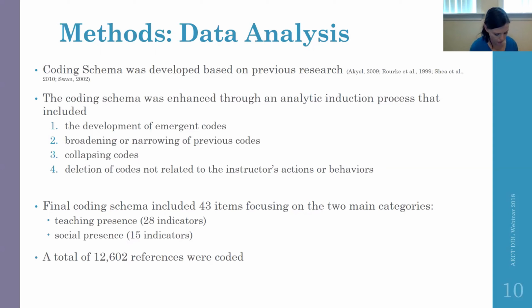Then once we finished this process, our final indicator count was 43 codes, and then we coded at the sentence level, and we had over 12,000 references that we ended up coding.